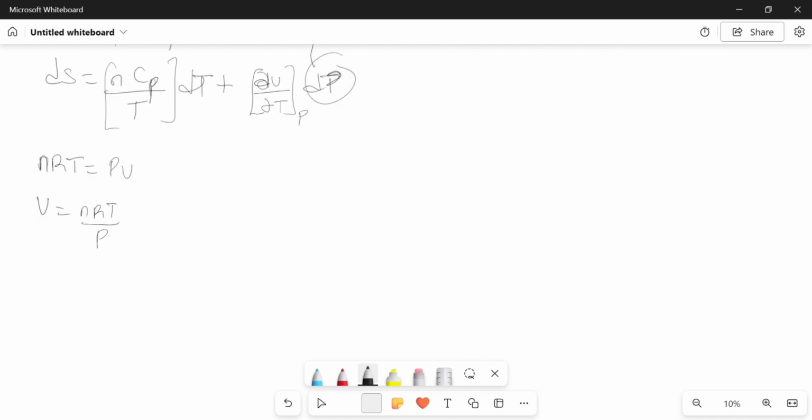Good. So we are actually aiming at this formula, because we want to integrate with respect to pressure, but there is no pressure here. So we want to try to bring out pressure. That's why we bring in this particular equation, the ideal gas equation.